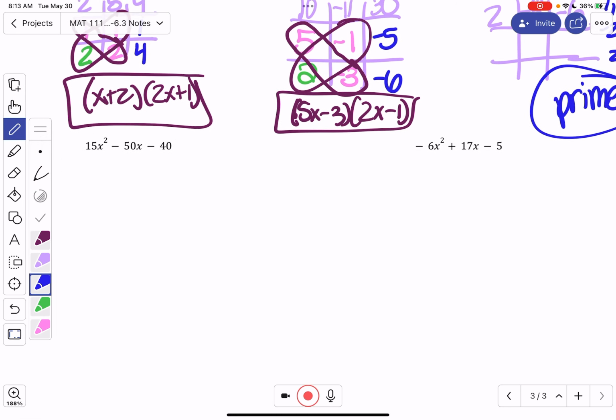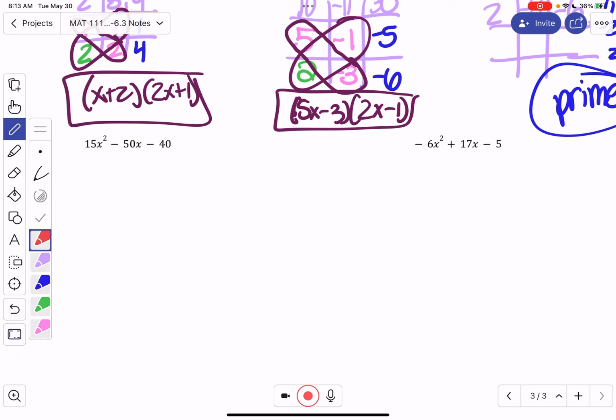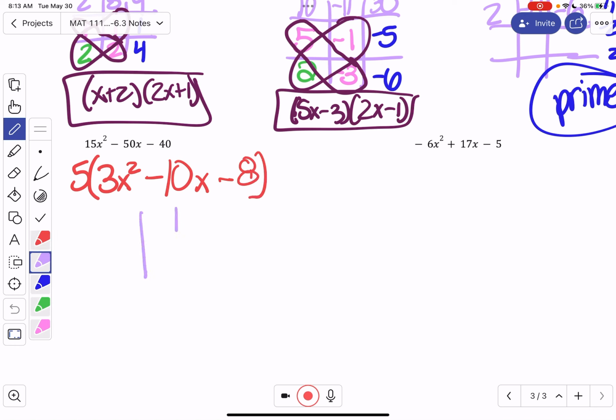All right, 2 left. Greatest common factor of this one is 5. 15 divided by 5 is 3. 50 divided by 5 is 10. 40 divided by 5 is 8. Tic-tac-toe. A, B, A times C.